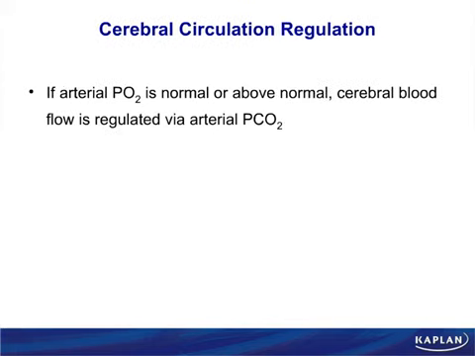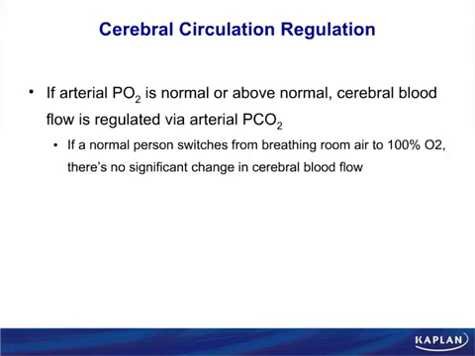Arterial PO2 can influence cerebral blood flow, but it's not nearly as big a player as arterial PCO2. So if PO2 is normal or above normal, then it's all going to be related to the CO2. For example, if a normal person switches from breathing room air to 100% oxygen, you're really not going to affect cerebral blood flow.